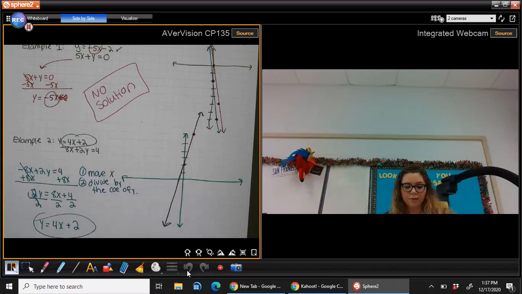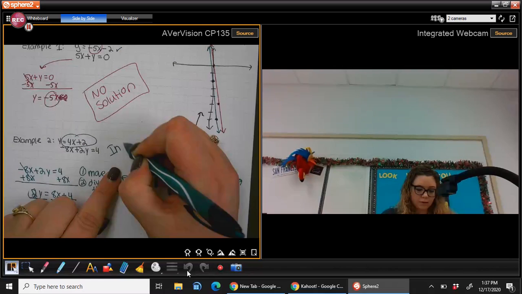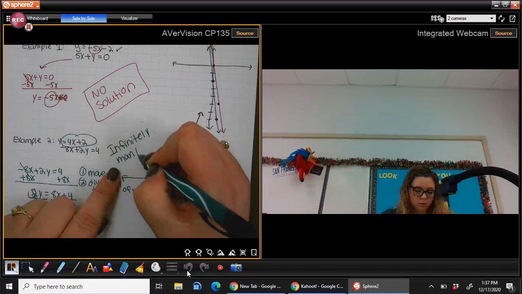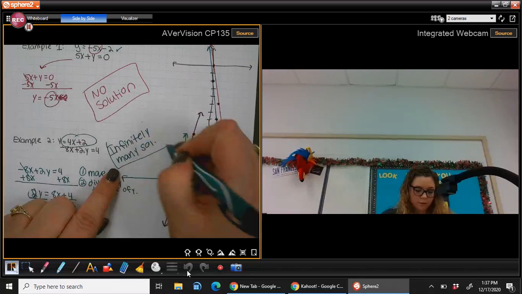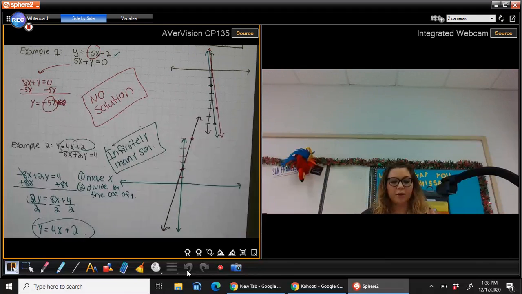For this one, you're not going to give me a coordinate pair. You're not going to put no solution. Instead, you're going to write infinitely many solutions. So when you do your assignment today, you're either going to give me a coordinate pair, or you're going to say no solution, and remember that's parallel lines, or you're going to say infinitely many solutions, and that's when you have the same line. So there are 3 different cases that you can have. Please just be careful and look at it.